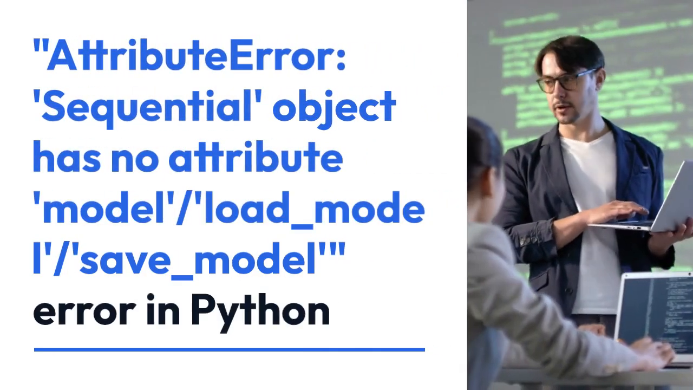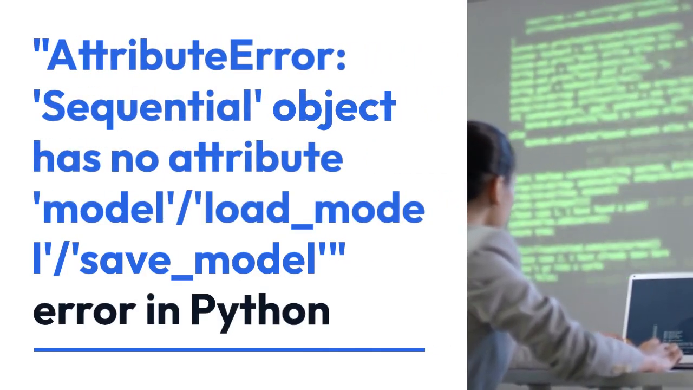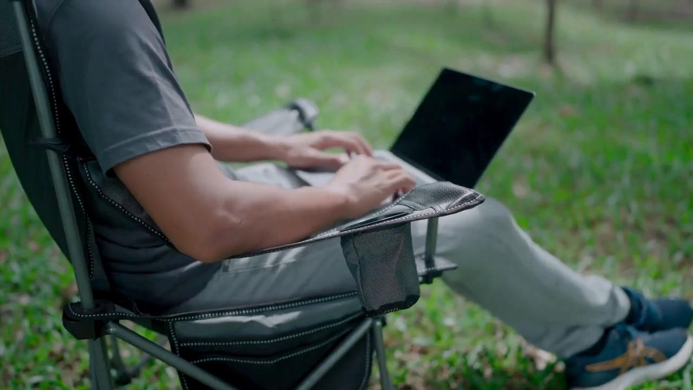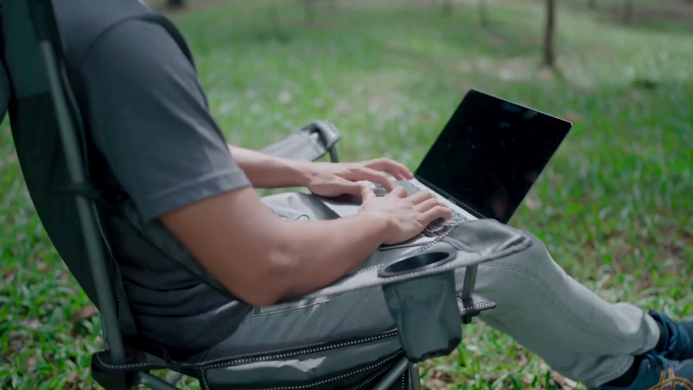We're going to explain the AttributeError: 'Sequential' object has no attribute 'model', 'load_model', 'save_model' error in Python. This error pops up when you're working with Keras Sequential models and try to use methods like model.save_model, model.load_model, or mistakenly access a non-existent attribute named model within your Sequential model.